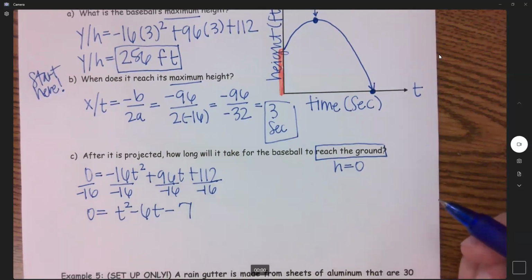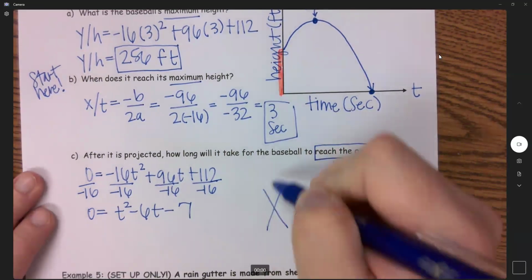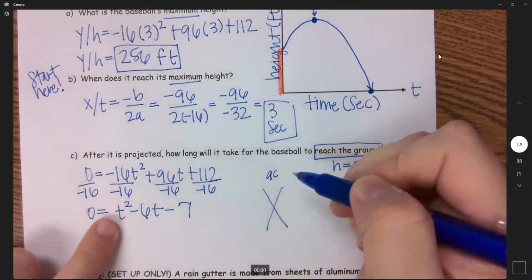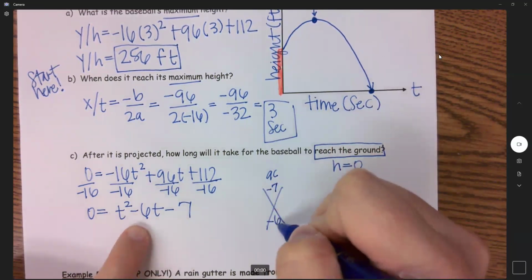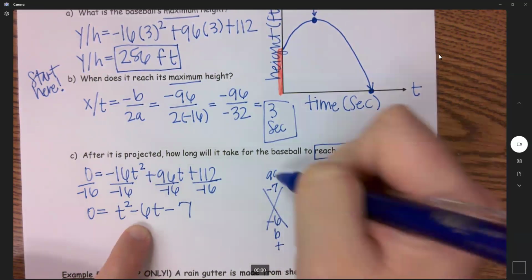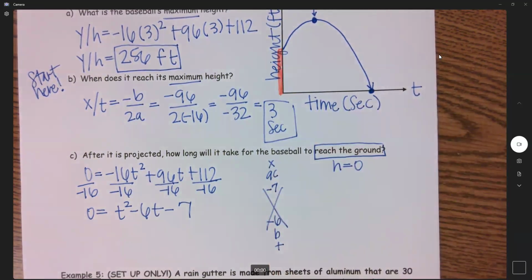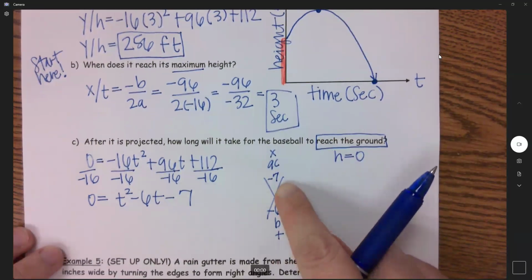So now let's try factoring. My a times c is 1 times negative 7. My b is negative 6. What adds up to b and multiplies to ac? To get to negative 7, that's just 1 times negative 7, or negative 1 times 7.